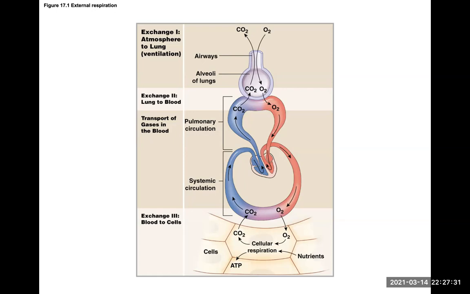Internalization creates one more problem. How do you get air to move between the atmosphere and the lungs? Up here you've got exchange site 1, then you've got 2 and 3. Exchange site 1 is air coming in from the outside air, the atmosphere, into the lungs. Exchange site 2 is moving the air from the lungs into the blood. And then exchange site 3 is taking the air from the blood into the cells.